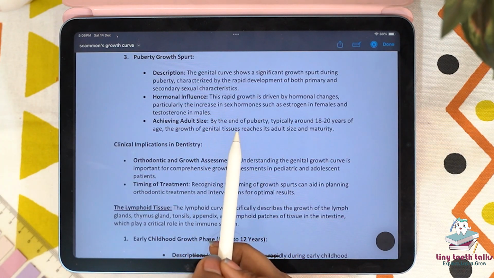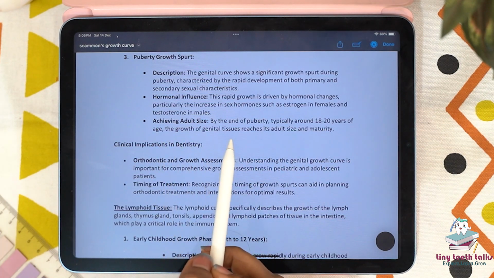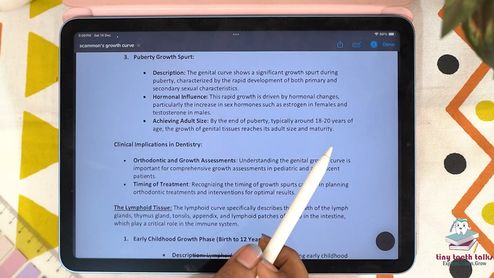Achieving adult size. By the end of puberty, typically around 18 to 20 years of age, the growth of genital tissue reaches its adult size and maturity.